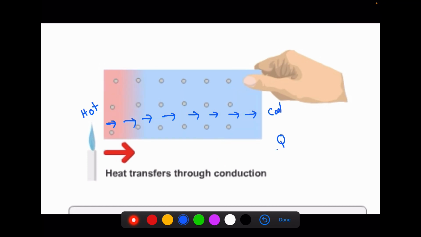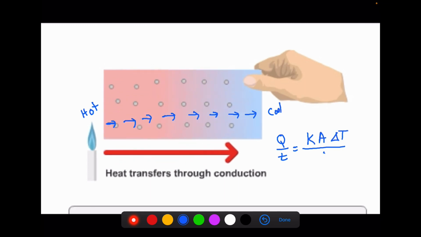And again, the factors that determine how quickly: the material, the area, the difference in temperature, and how thick your barrier is. So hopefully you understand a little better about how heat can move from hot to cold and how we can calculate the rate at which the energy moves.